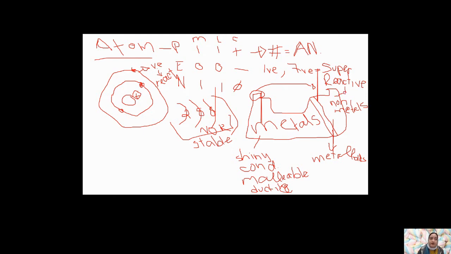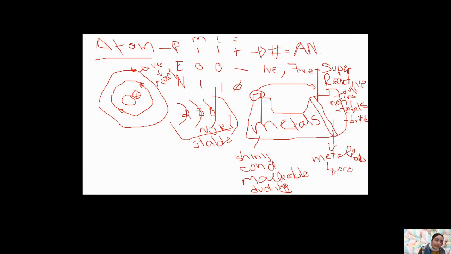Our non-metals are going to be the opposite. They're going to be dull, so they're not going to shine. They're not going to conduct electricity, so they're going to be insulators. They're not bendable, so they're going to break, which we call brittle. Think of the word break. It starts with BR, so does brittle. And that's it for nonmetals.